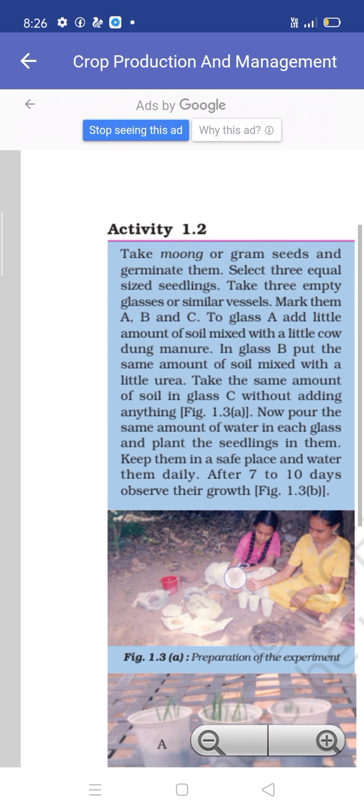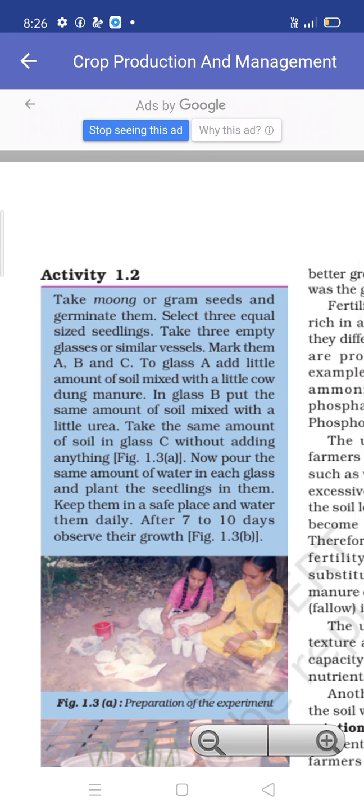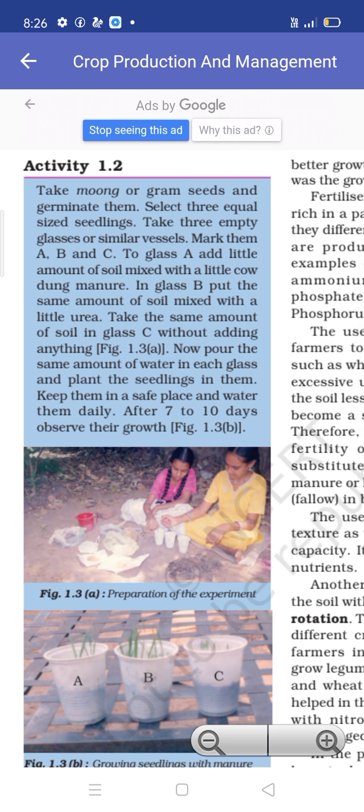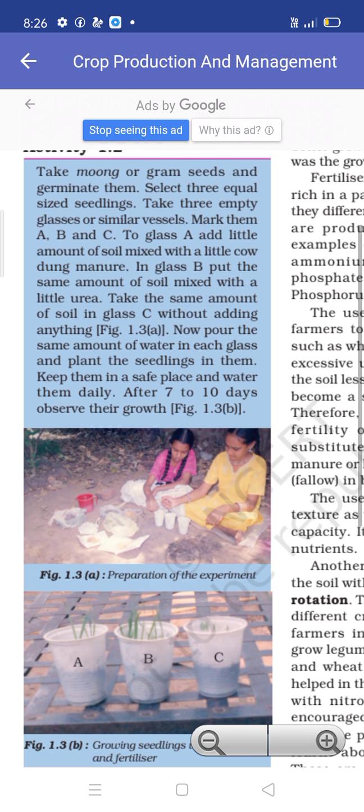So there is an activity for the preparation of the experiment. They are seeing growing seeds with manure and fertilizers, meaning मैन्योर के साथ ज़्यादा जल्दी होगा या फर्टिलाइजर्स के साथ, और कितना अच्छा होगा क्रॉप्स. तो क्या बोला, take मूंग and gram seeds and germinate them. Select them equal-sized seedlings. Take 3 empty glasses or similar vessels, A, B and C. 3 glasses ले लेंगे आप, उसमें A, B, C नाम दे देंगे.